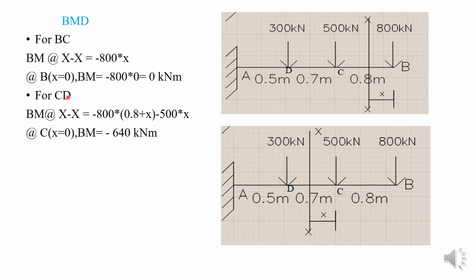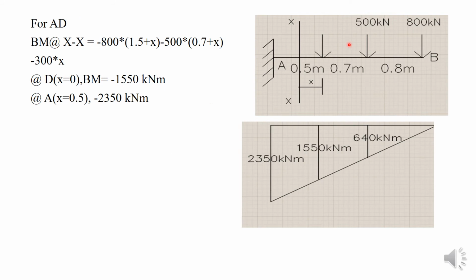And now you can consider the span CD, or you can give the value of h as 0.8 in this equation, or you can consider the section line which is at a distance h from the point C, and you can take the bending moment about this section line. And the bending moment will be 500 into h plus 800 into (0.8 plus h). So putting the value of h equal to 0, you will get the value of bending moment at C. Okay. So the value of bending moment at C is minus 640 kilonewton meters. Okay.